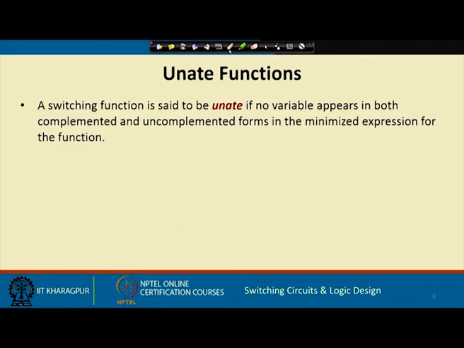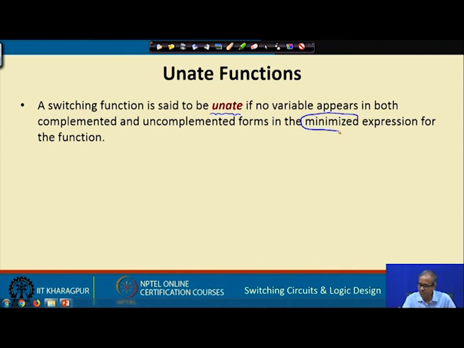So, let us see the definition. A switching function is called unate if no variable appears in both complemented and uncomplemented form. Just note this term, minimized expression. Well, I will take some examples. Suppose a switching function a b plus b d, this is unate because everything appears in uncomplemented form. Take another example, a b bar plus b bar d, this is also unate.